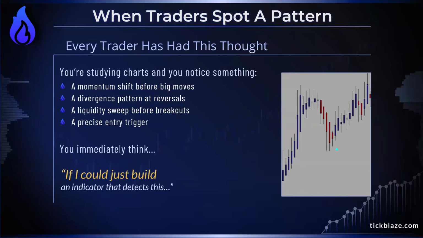So you're sitting there, you're watching the charts, you notice something, and it's not random. It's something that's consistent. Maybe it's a specific momentum shift before a big move, or maybe it's divergence that shows up right before a reversal, or liquidity getting swept before price expands. Or maybe it's just a clean, repeatable entry, but the more you watch it, the more obvious it becomes. And then you have that thought. Every serious trader has this thought at one point or another: if I could just build an indicator that does this for me. And that's where most traders should level up. But this is where things start to break down.